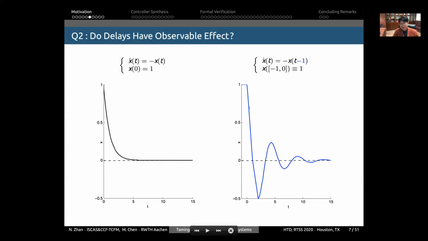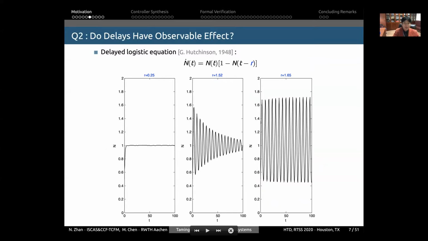You see that the trajectory fluctuates around the line x equal to 0, which means that we cannot guarantee the system state always keeps on the positive side, although the trajectory goes to stable finally.